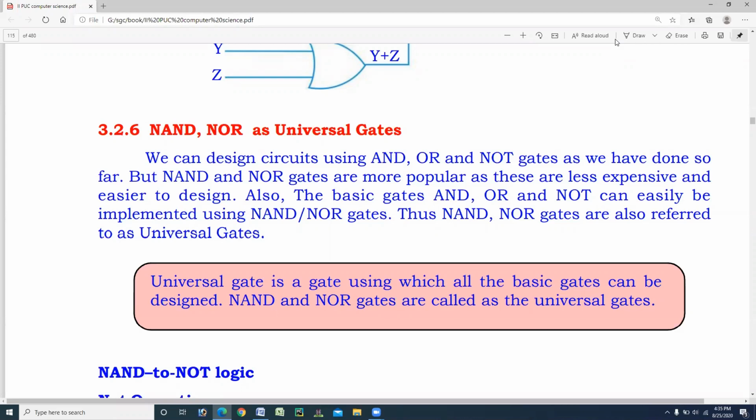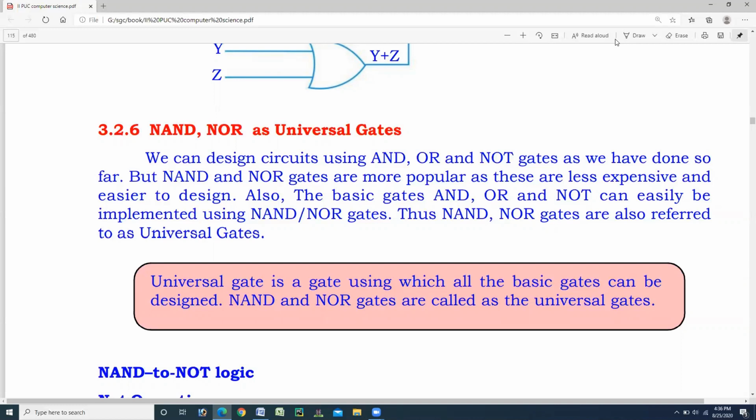So today we start with universal gates. One last question you may get, that is define universal gates, or what are universal gates? And one more type of question, that is name the universal gates. These two are based on the title. The gate which is used to design all the basic logic gates is called a universal gate.